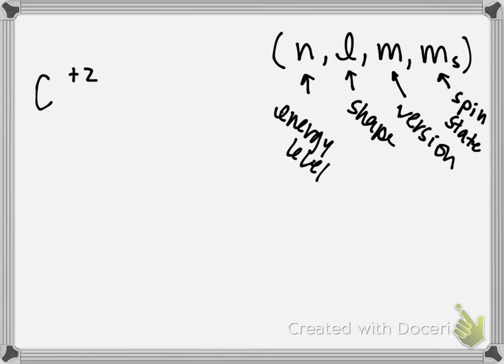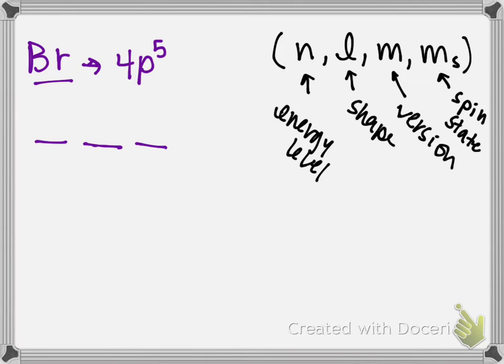So actually, I want to wait on this C+2. I'm going to throw in a different example here first. Let's just do a neutral element again here. Let's try the quantum number for bromine. Remember, the recommendation I give for starting a quantum number is to figure out what the electron configuration ends with. And bromine's electron configuration ends with what? 4p5.